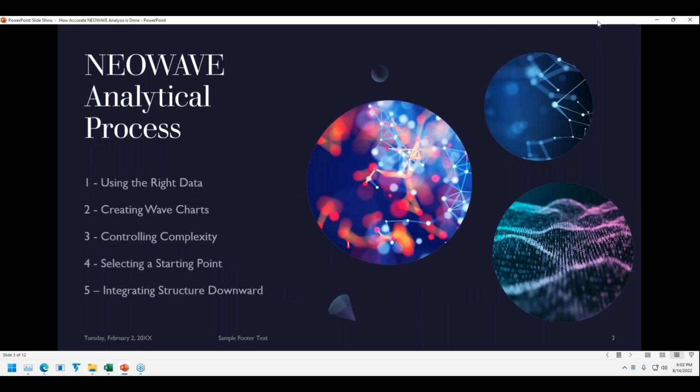The process is in 5 steps, or 5 different things that you need to do. Number one, the most important thing, is using the right kind of data. We'll go over that in a minute. And then creating a certain kind of chart, which are called wave charts. Once you've done that, you need to control the complexity of all charts that you use, and we'll discuss what that is. And then you need to know how to select the proper starting point for your analysis.